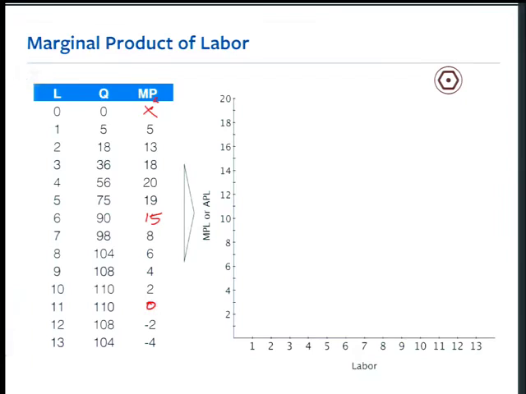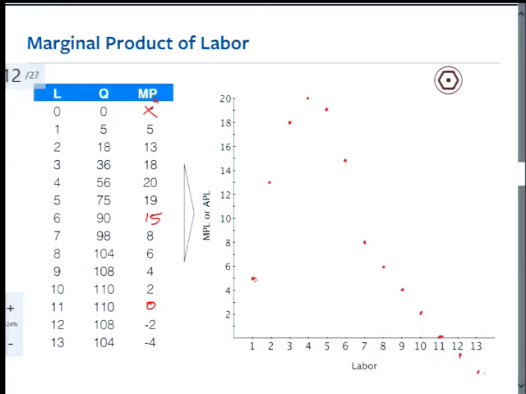So let's do that. There is an easier way to do this, and I will teach this to you today, okay? 1 unit of labor, marginal product is 5. 2, it goes to 13. 3, 18. 4, 20. 5, 19. 6, 15. 7, 8. 8, 6. 9, 4. 10, 2. 11, 0. Whoa, minus 2, minus 4.